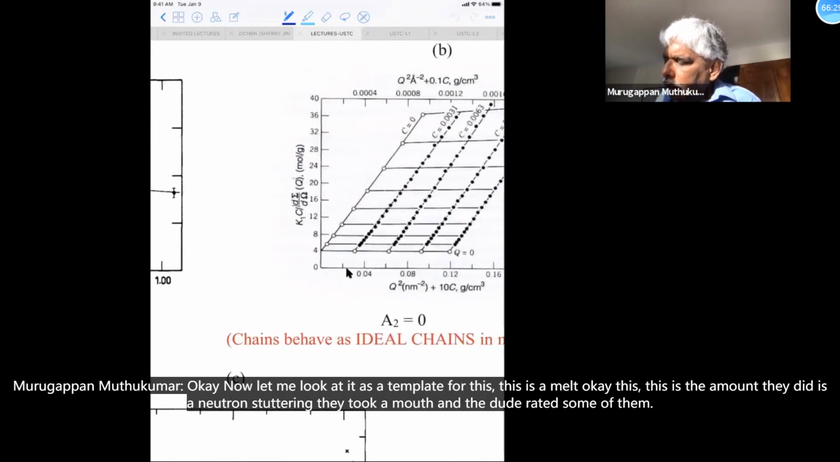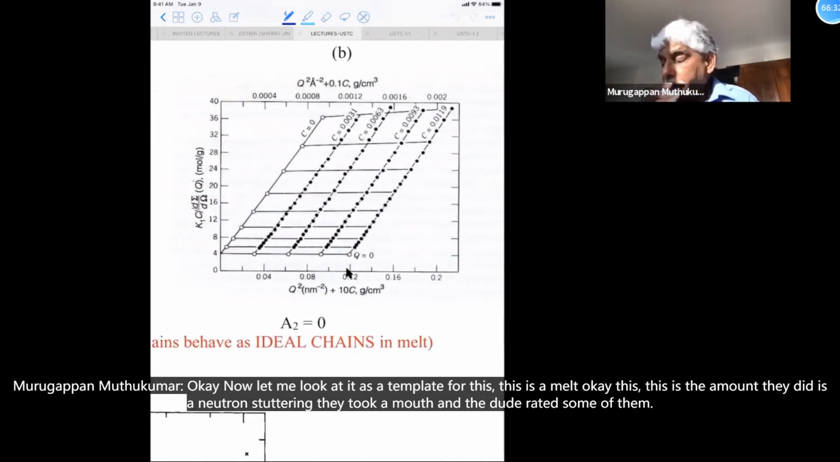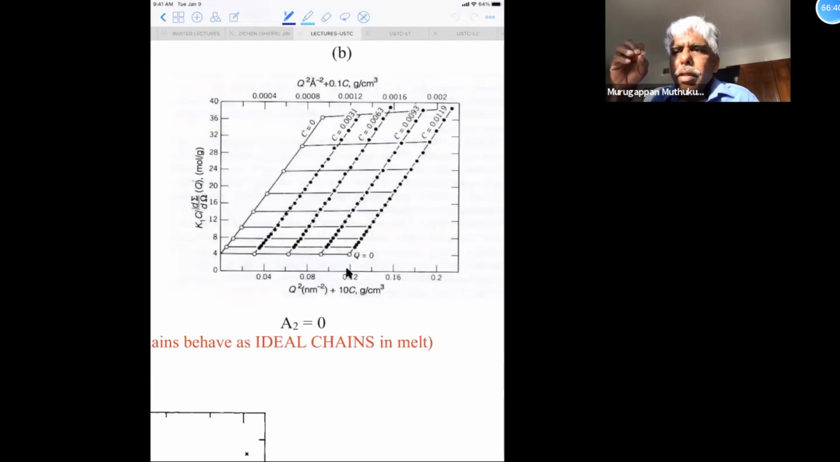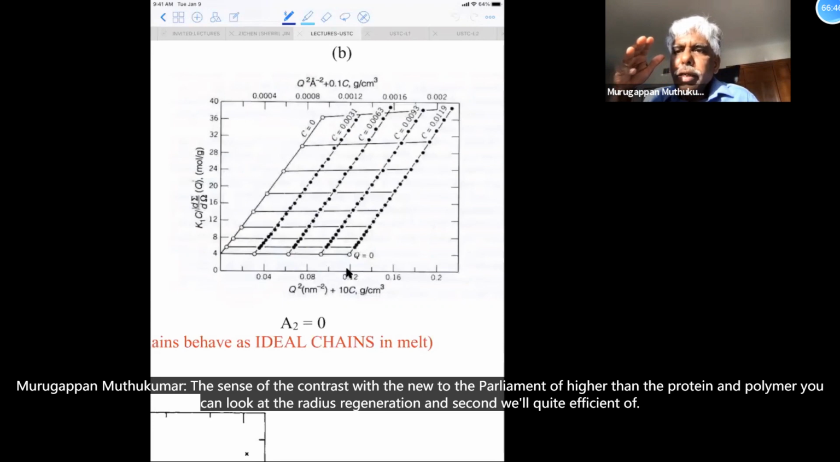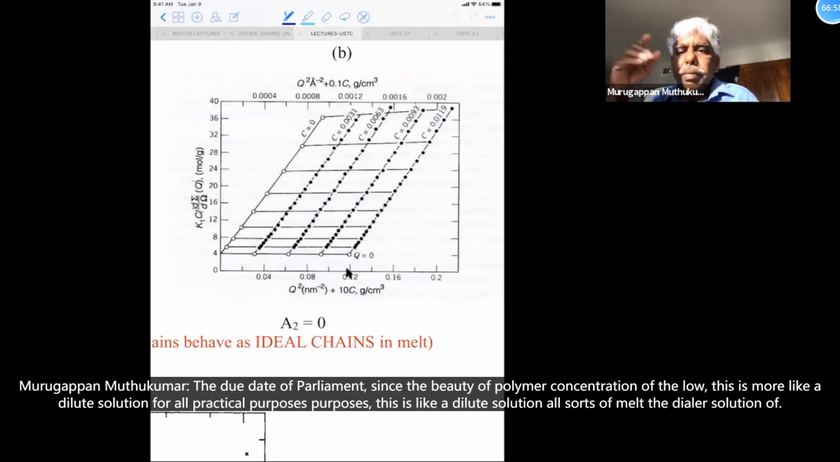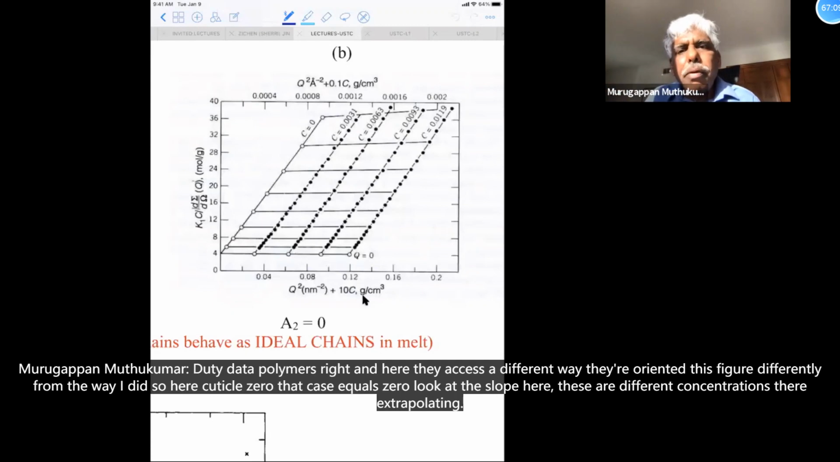Now let me look at the Zimm plot for this. This is a melt, measured by neutron scattering. They took a melt and deuterated some of those polymers. Although it's a melt, since the contrast of the deuterated polymer is higher than the protonated polymer, you can look at the radius of gyration and second virial coefficient of the deuterated polymer. Since the deuterated polymer concentration is low, for all practical and theoretical purposes this is like a dilute solution of deuterated polymers, although it's a melt.